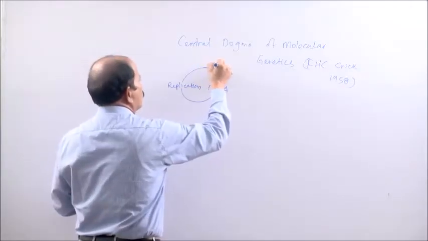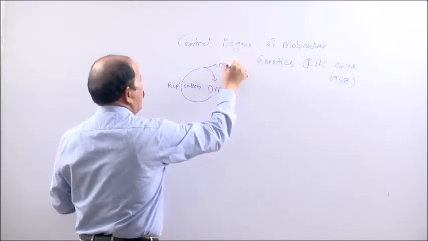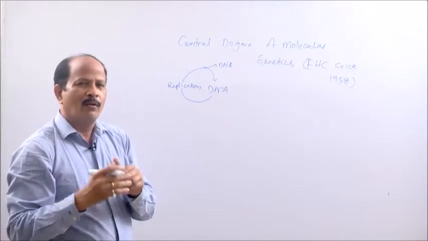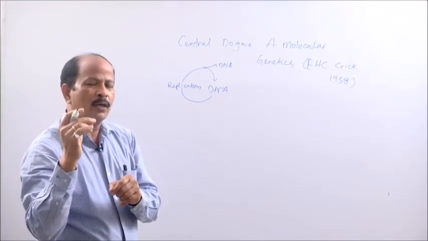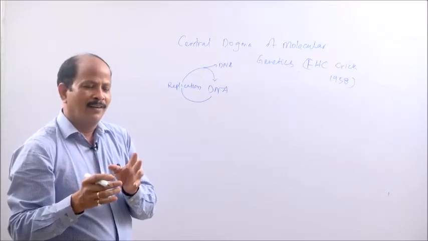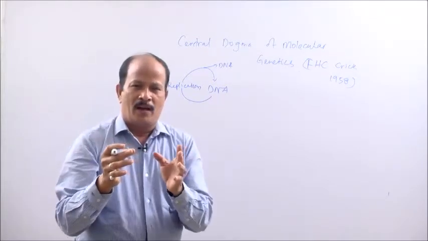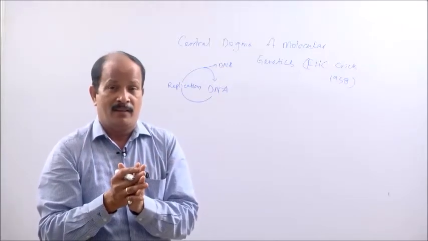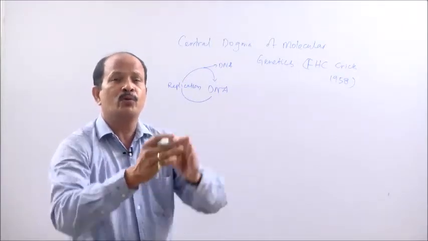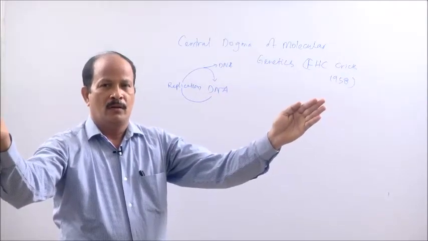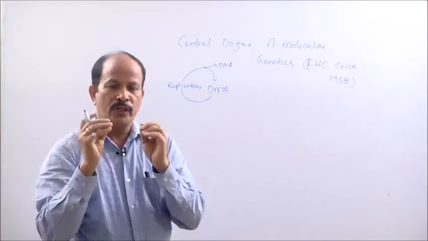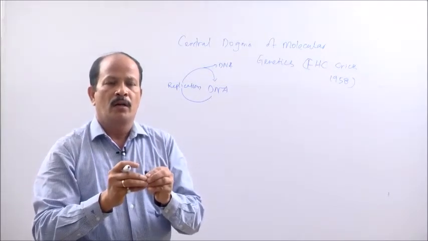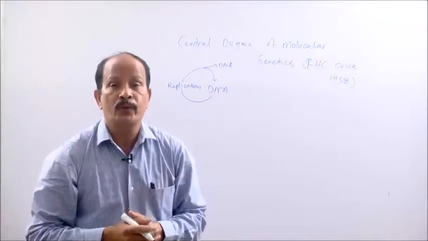If you look at this, a DNA by replication gives rise to two DNA molecules. But what does it mean? We discussed earlier, when a DNA replicates in S phase of cell cycle, it is meant for distributing to two different cells during mitosis. So DNA replication is meant for cell to cell transfer of genetic information.